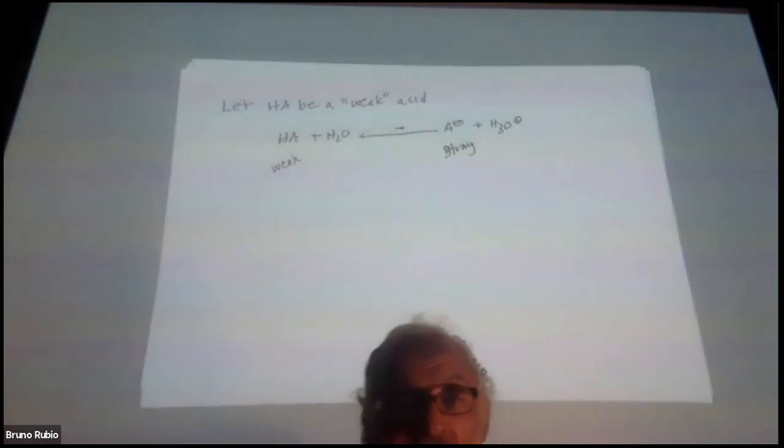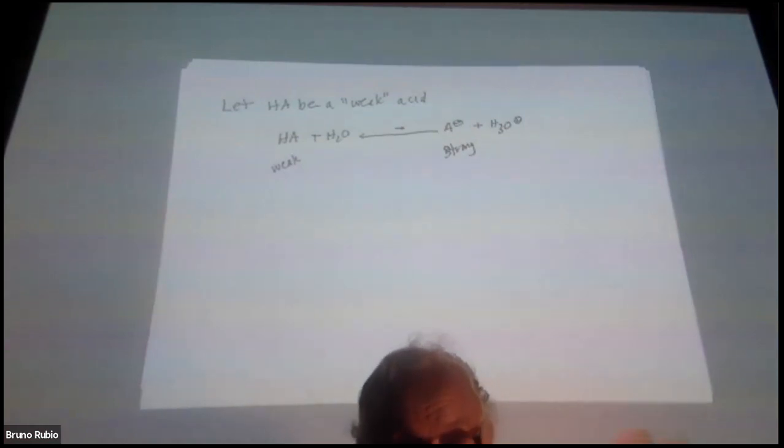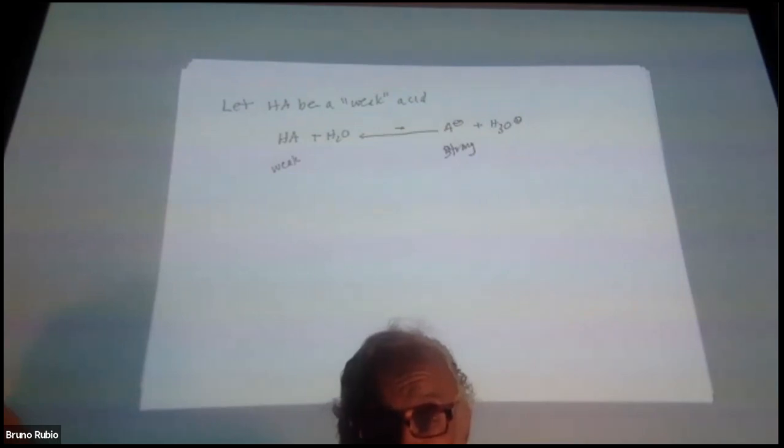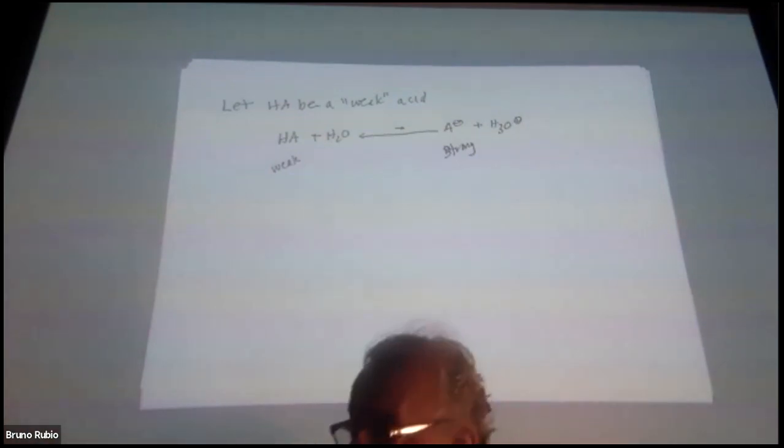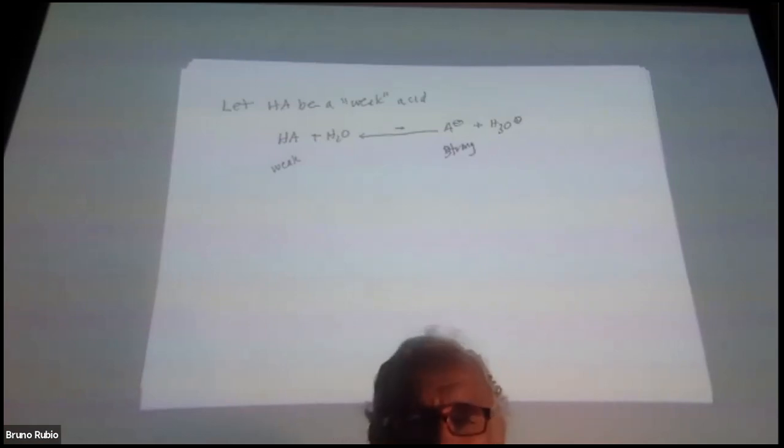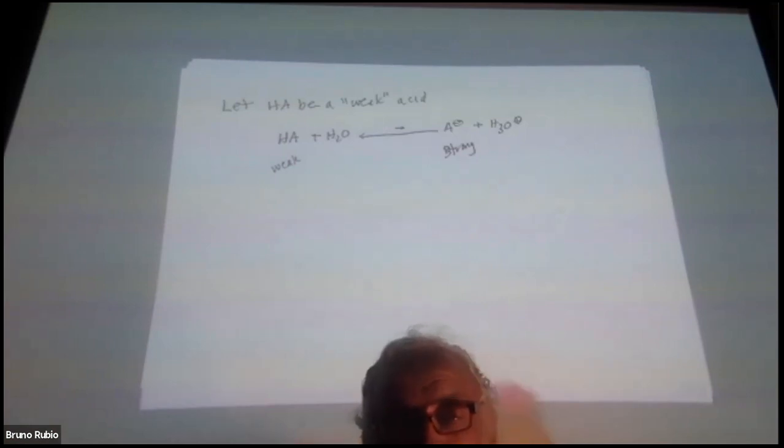All right, so those are important concepts to keep in mind when we're talking about acids and bases. A strong acid has a weak conjugate base. A weak acid has a strong conjugate base. I mentioned that the order of acid strengths varies over 50 orders of magnitude.